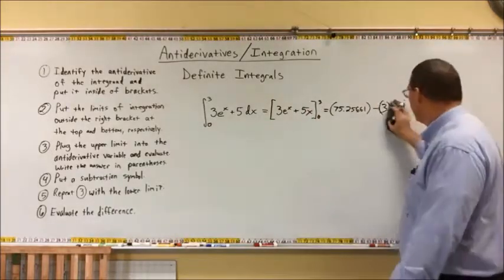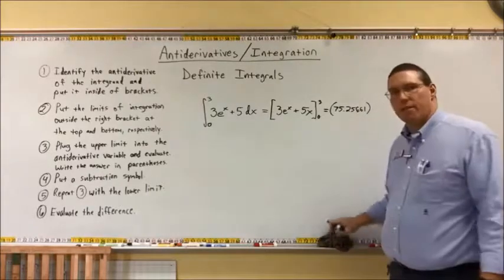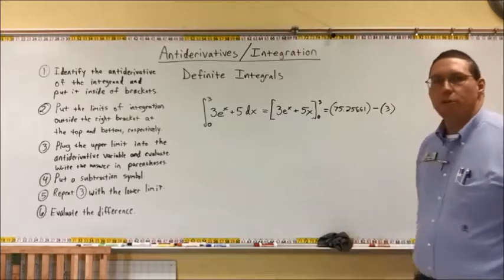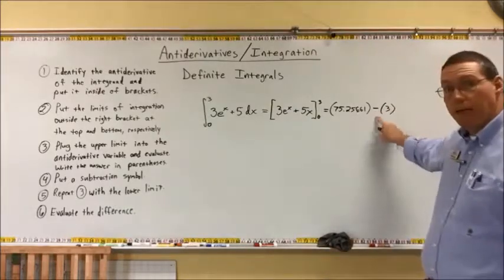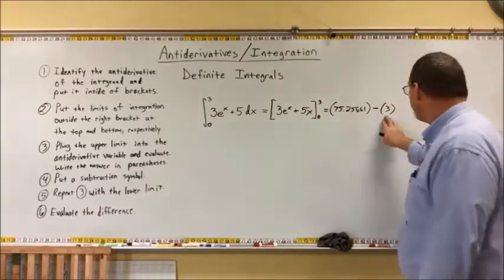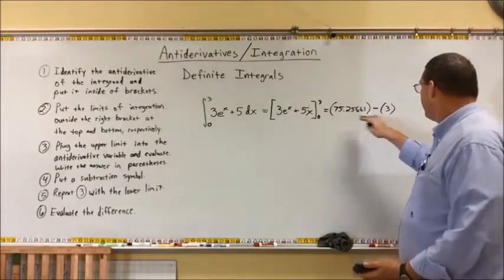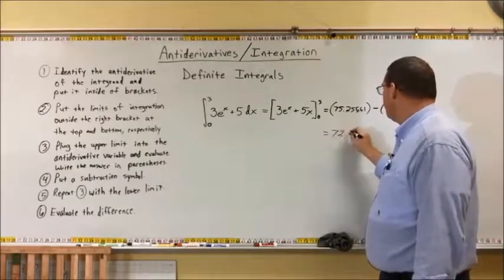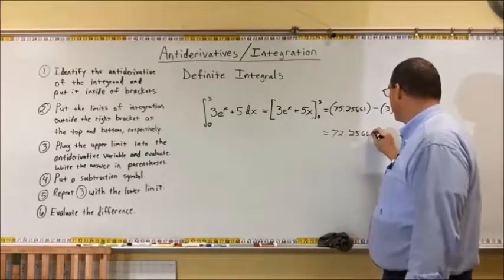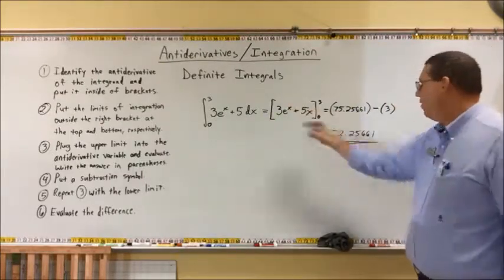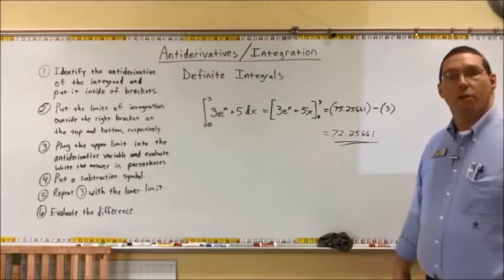Well, let me clean that up a little bit. I mean, you don't always have to use parentheses. I use parentheses when I'm teaching because I don't want students to forget to distribute this minus when there are multiple parts of this number. Okay? So now, 75.25661 minus 3 is 72.25661. And there is the definite integral of that. Okay? Let's do a couple more.